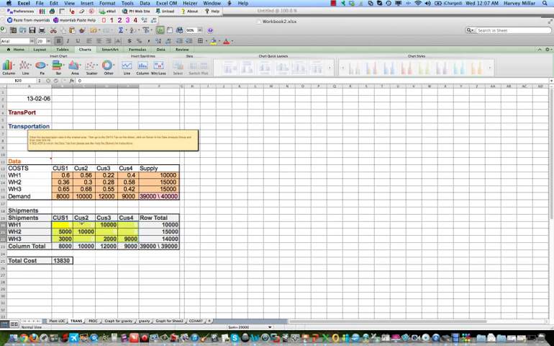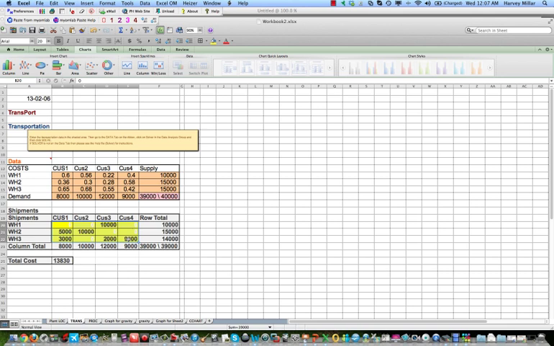$13,830. So we would ship, as you see, from customer 1 would receive his shipments from warehouse 2 and 3. Customer 2 will receive from warehouse 2. Customer 3 from warehouse 1 and 3. And customer 4 from warehouse number 4.